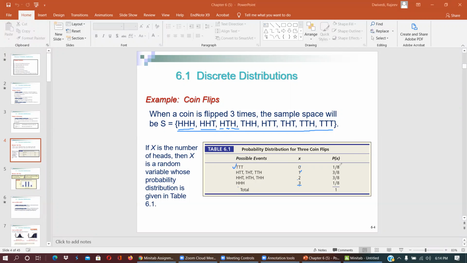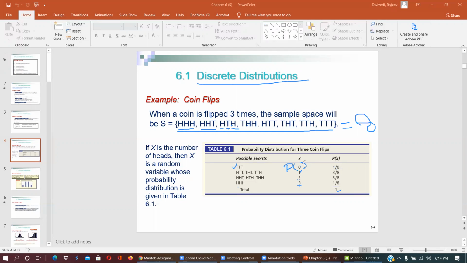So what is the event probability? The probability of getting no head is equal to 1 divided by 8, because how many cases are there? 1, 2, 3, 4, 5, 6, 7. Total are 8 events. So this is 3 by 8, 3 by 8, 1 by 8, and the total probability is 1.